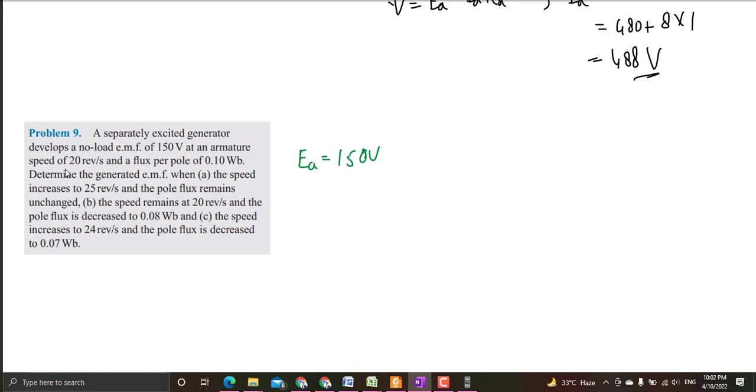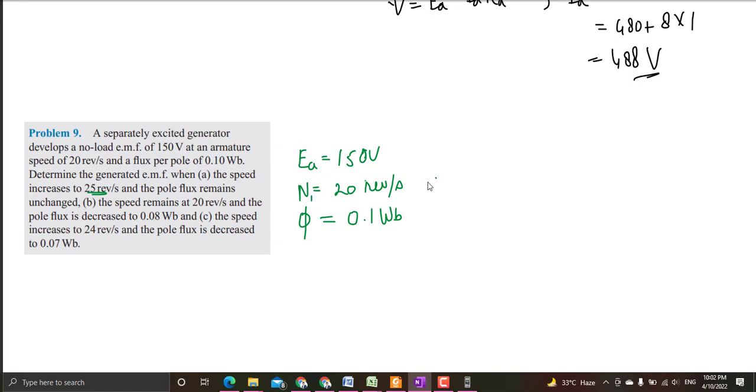150 volt at armature speed of 20 revolution per second. So N is given here as 20 revolution per second, and the flux per pole is given as phi is equal to 0.1 Weber. Okay, determine the generated EMF when the speed increases to 25 revolution per second.